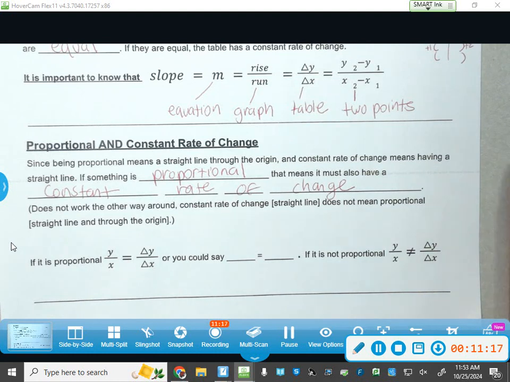However, it doesn't work the other way around. Just because we know there is a straight line doesn't mean it's also going to be a straight line through the origin. And if you look up at the white book that has positive and negative lines, you can see this. This green one is a straight line and it goes to the origin. So that is a proportional line. Since that's proportional relationship, we know it's also a constant rate of change. It has to be straight. Okay? But this purple line has a constant rate of change.